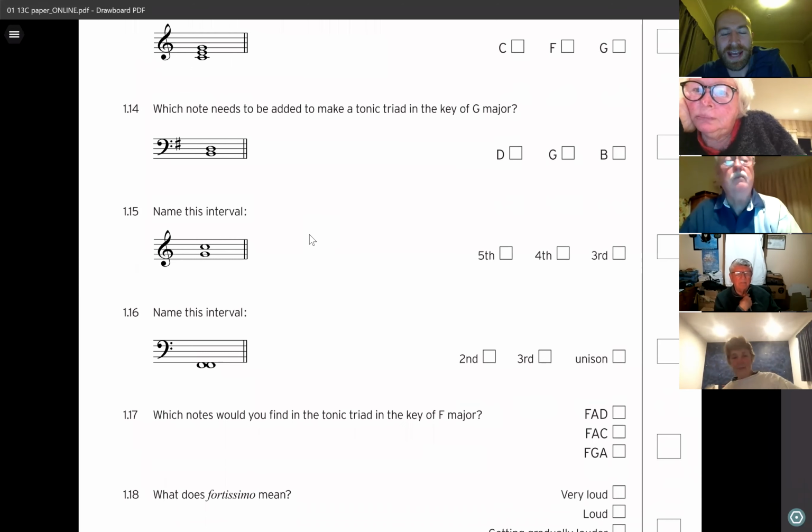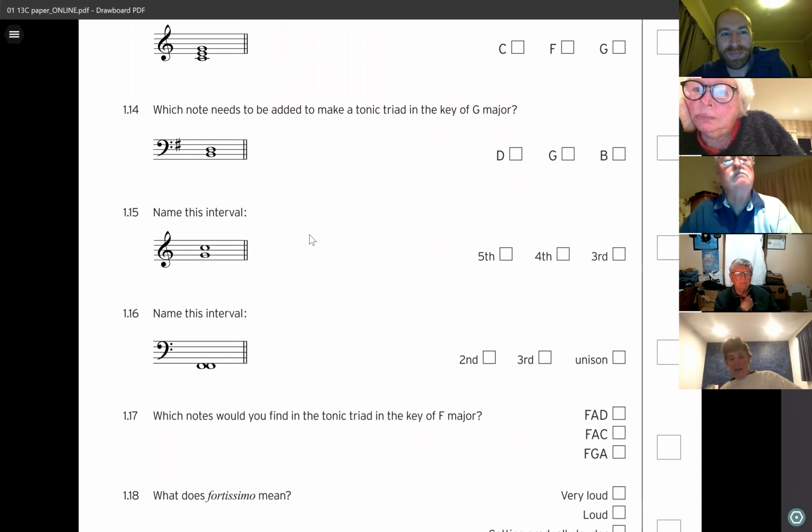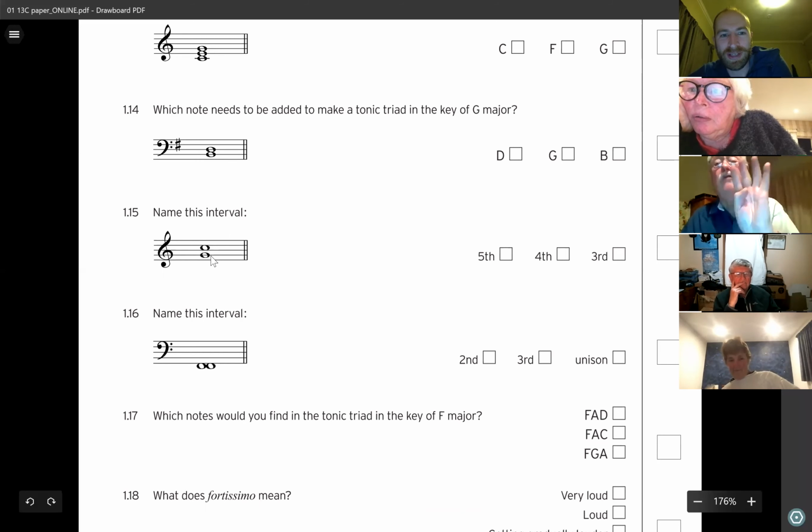Name the interval. It must be a fourth, a perfect fourth by the looks. They don't even need to tell us what type of interval. It has to be an even number. If this is a fourth, you've got a line and a space. Four, it's got to be even. So yes, that's a fourth.